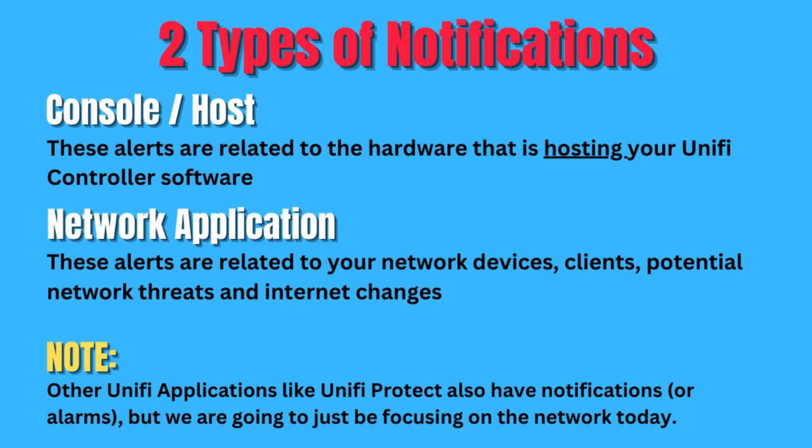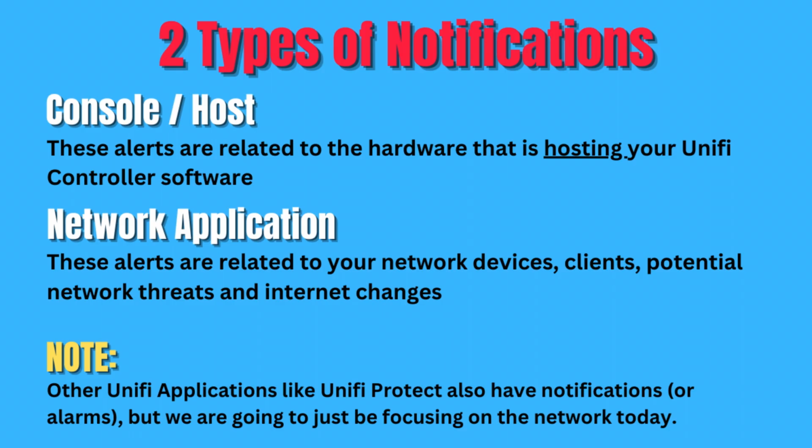The second type of alerting is the network application alerting, right? And I think when a lot of you think network alerts, this is the part you're thinking of. These alerts are related to your network devices, your clients, potential network threats, internet changes, firmware updates, things like that. Things that are actually happening on the network. And so I'm going to show you how to set up these network alerts as well.